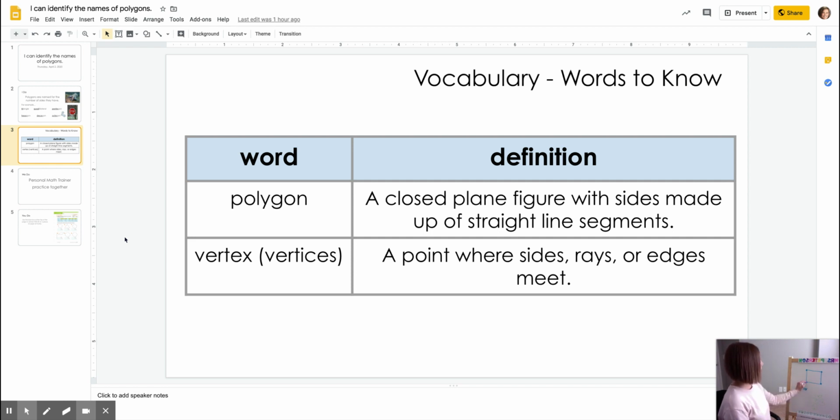If I wanted to talk about all 4 of those and make it plural, we would say vertices. They mean the same thing. This is singular, vertex. All of them, plural, is vertices. So that's where two sides come together to make a point. And you're going to need to know that when you do your practice here in just a minute.